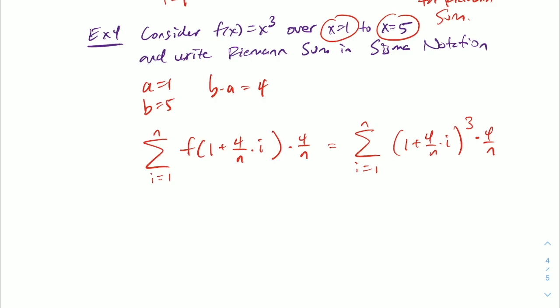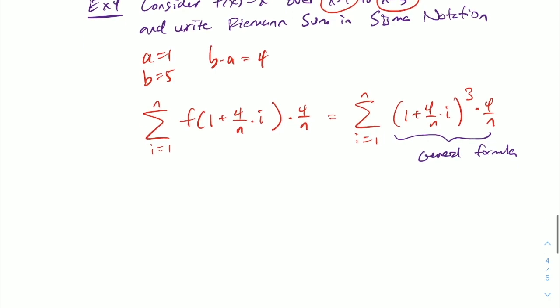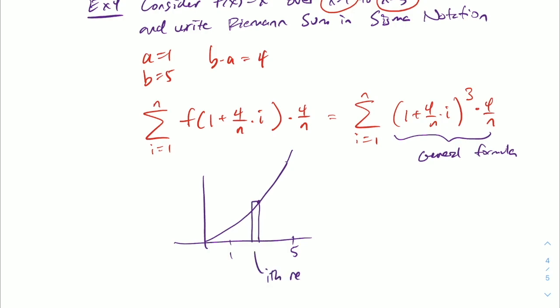So you can think of this generic term, this general formula, as representing the area of our ith rectangle. Let me draw a picture here. So we have 1 to 5. We have this cubic. And we have some rectangle. Let's say this is our rectangle here. This is the ith rectangle used in our sum to find the approximate area.